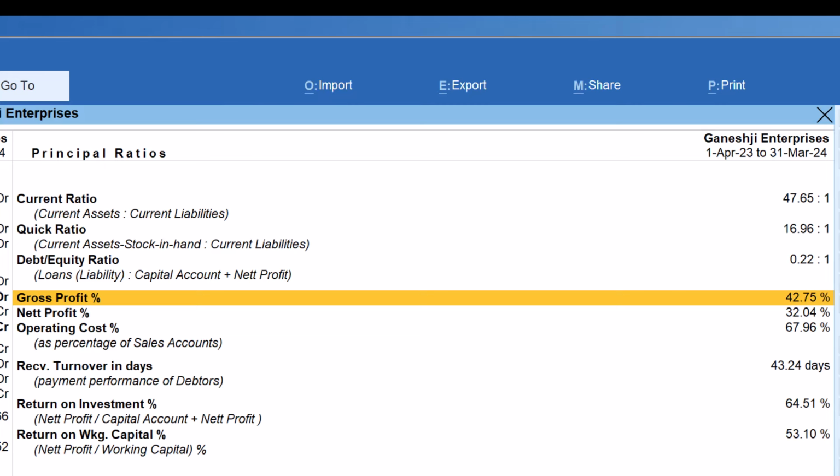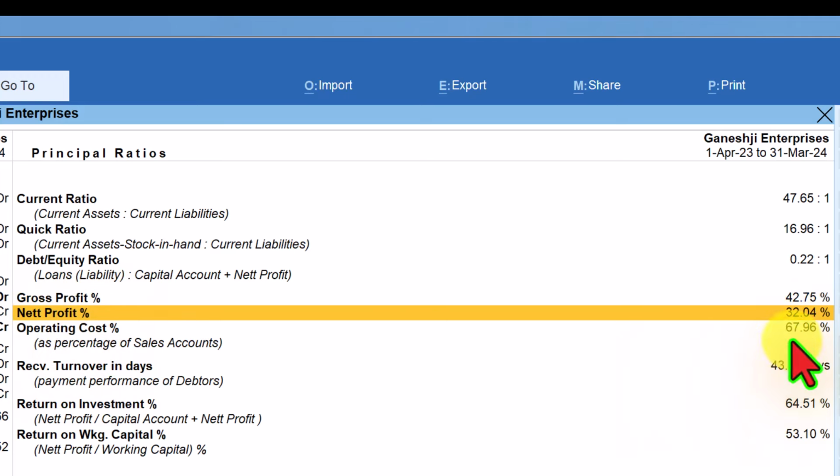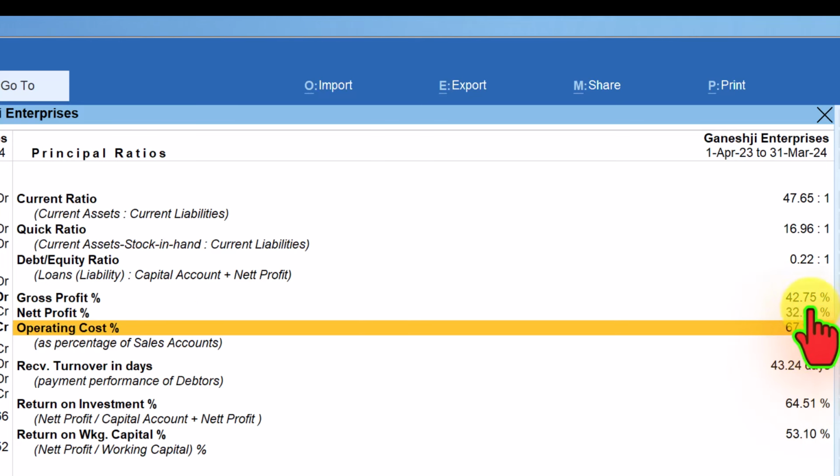The next is quickly for us to understand what is the gross profit percentage the company has earned. So the gross profit for the company is 42.75%. The net profit is 32.04 and the operating cost is 67.96. So if you add up 32.04 plus 67.96, this will come up to 100%.